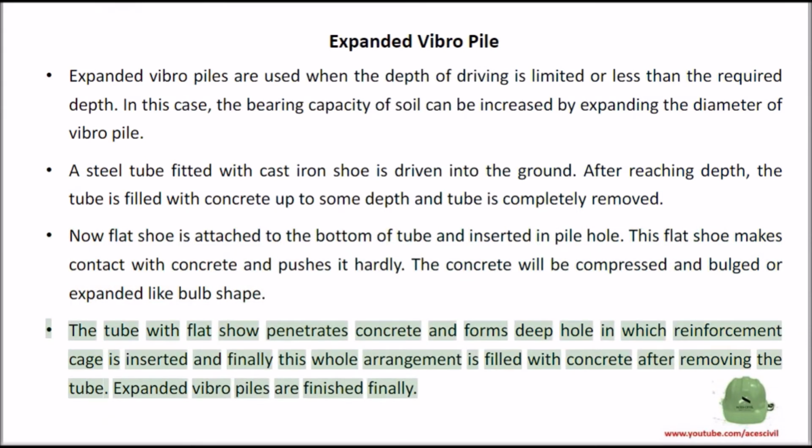The tube with the flat shoe penetrates the concrete and forms a deep hole in which the reinforcement cage is inserted, and finally this whole arrangement is filled with concrete after removing the tube. Expanded Vibro piles are finished finally.